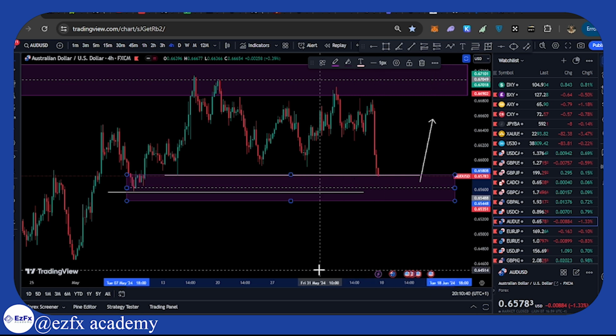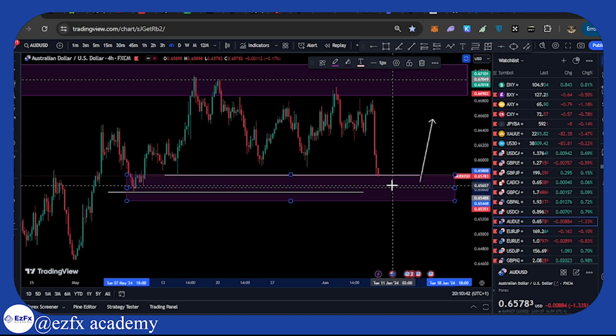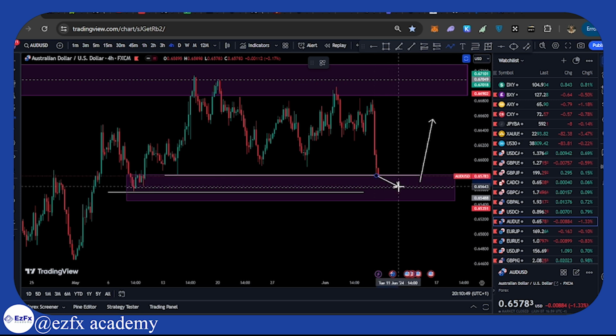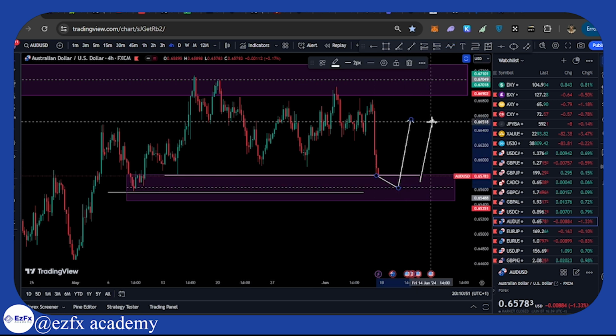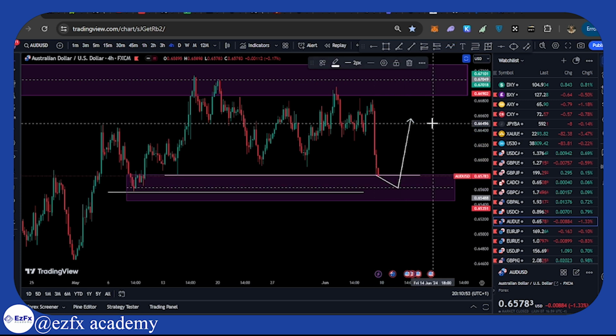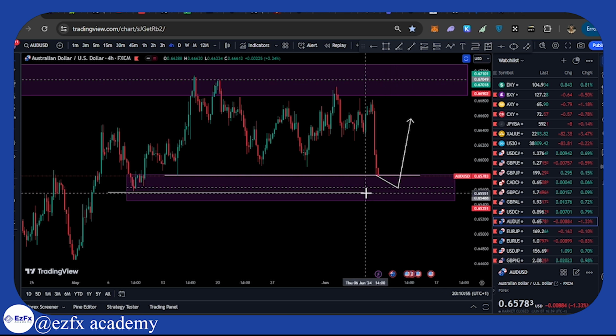Again, similar to what we said for gold and GBP USD, I'll watch out for price to possibly dip a bit lower, even into this zone. Let me just mark this out properly here. Possibly, yes. So I'm watching out for this to happen on AUD USD. That's my bias on AUD USD.